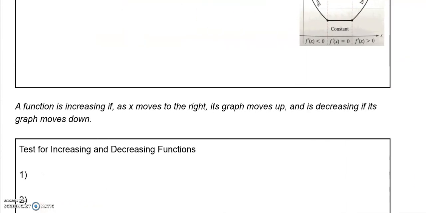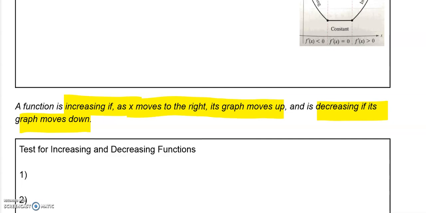Okay, and generally a function is increasing if, as x moves to the right, the graph goes up, and it's decreasing if, moving from left to right, the graph goes down. You learned that positive slope, negative slope, right? And the derivative is all about slope, so it makes sense that we're coming back to talk about this.